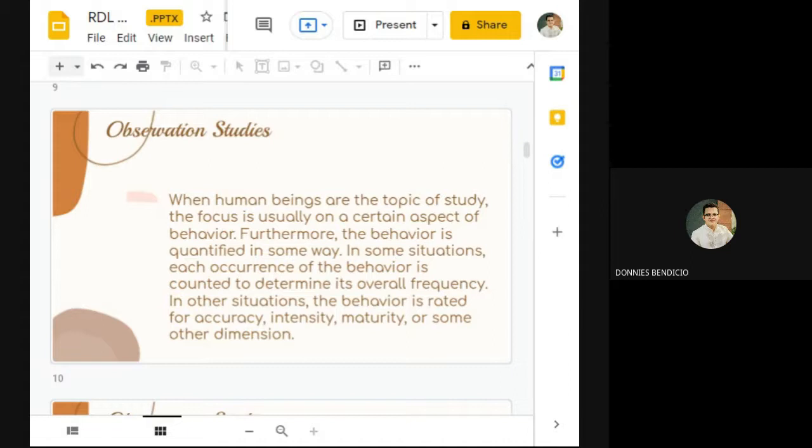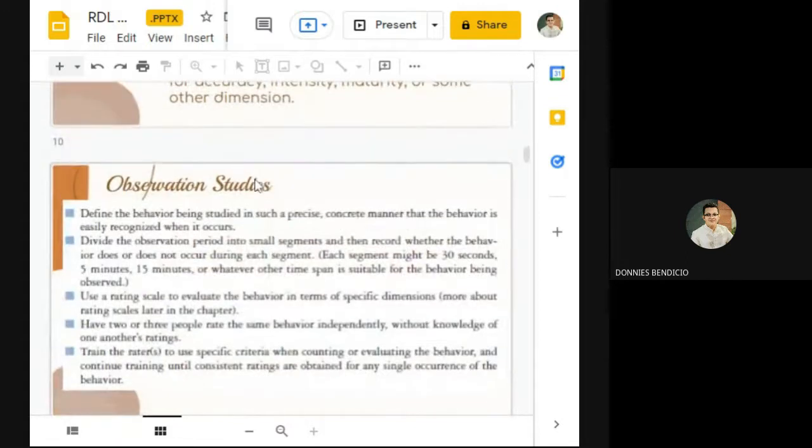So guys, sa observation study, we have to understand na importante din sa study to quantify ilan yung behavior nila, okay? Ilan yung sinabi nila na ganitong mga responses. Okay? Sa observation studies yan. So in observation studies, we have to define the behavior being studied in such precise, concrete manner that the behavior is easily recognized when it occurs.